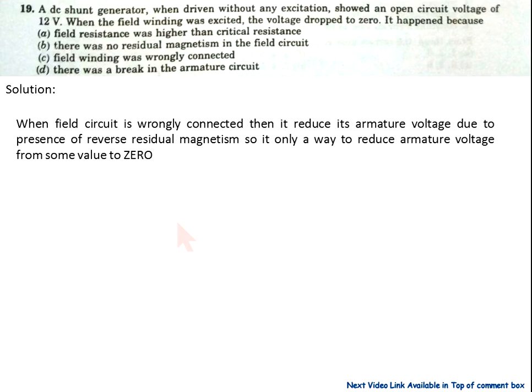Now, when the field winding is wrongly connected, it reduces the armature voltage due to the presence of residual magnetism. So this is the only way to reduce the armature voltage from some value to 0. In option C, it reduces from a finite value of voltage to 0 only in this case. So option C is correct.